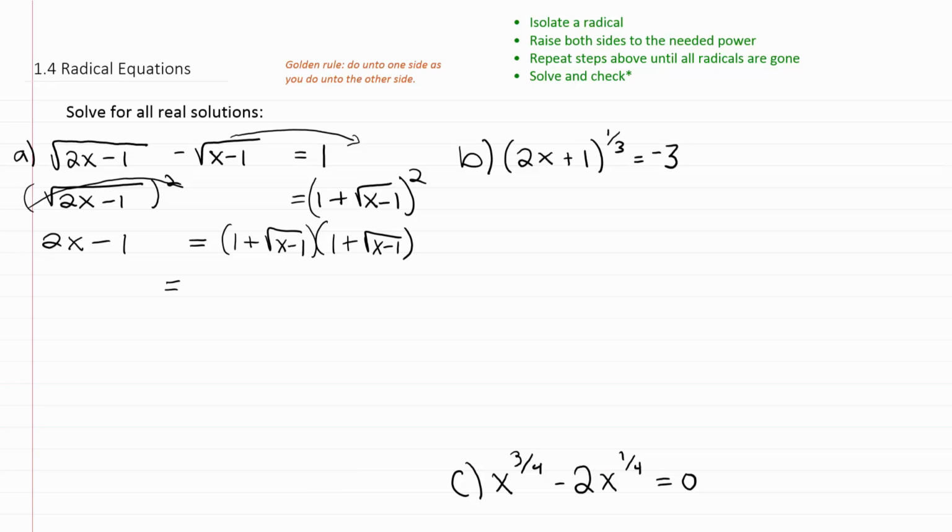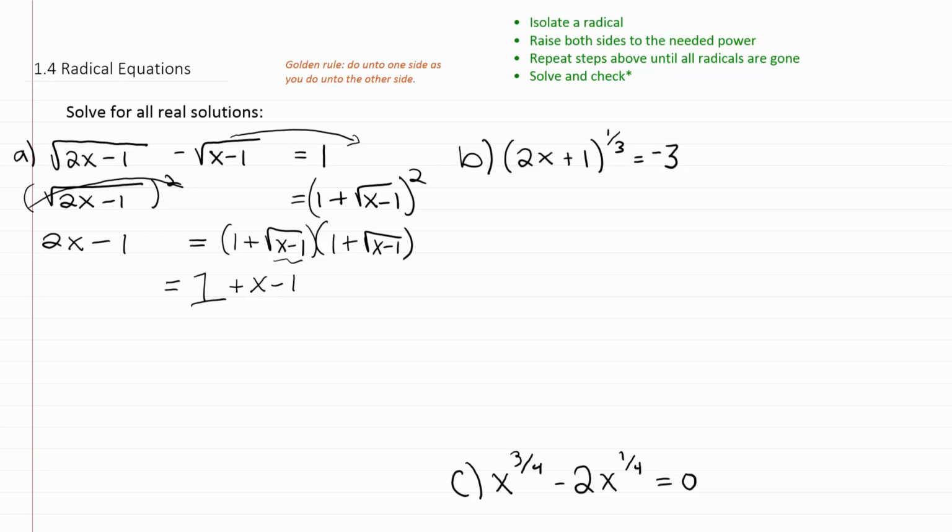It's a good idea here to work a little faster by using the shortcut approach. And the way you would do the shortcut approach is, remember, you square the first number in the binomial. So 1 times 1 gives you 1. And then you square the second piece, right? So the square root of x minus 1 squared is just going to give you what's inside the radical. So in other words, plus x minus 1.